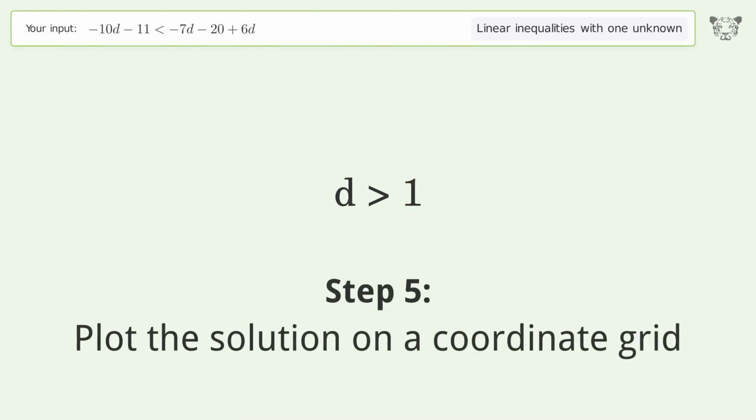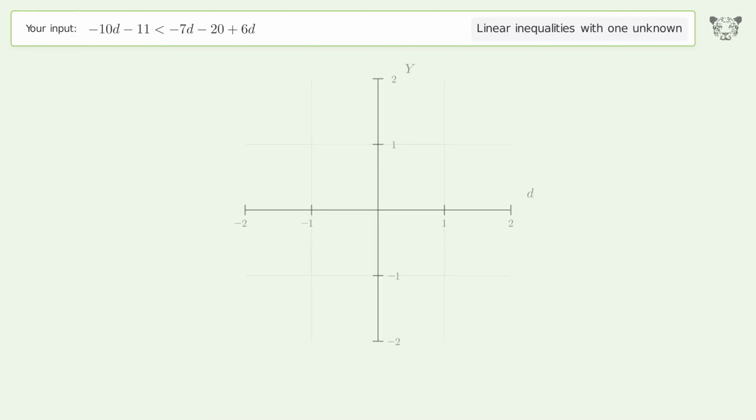Plot the solution on a coordinate grid. And so the final result is d greater than 1.